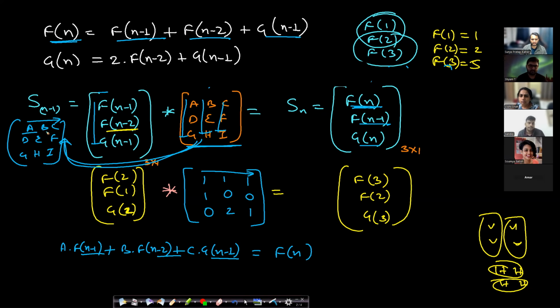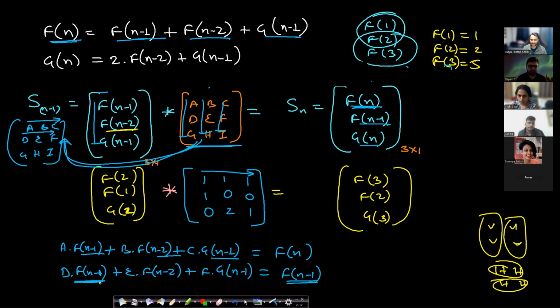Like multiplying this DEF with this column. Let's see. D times f of n minus 1 plus E times f of n minus 2 plus F times g of n minus 1 equals f of n minus 1. So do I have any equation? I think it is a similar equation. What do you say? We have to make E and F 0 only. So E and F are 0.